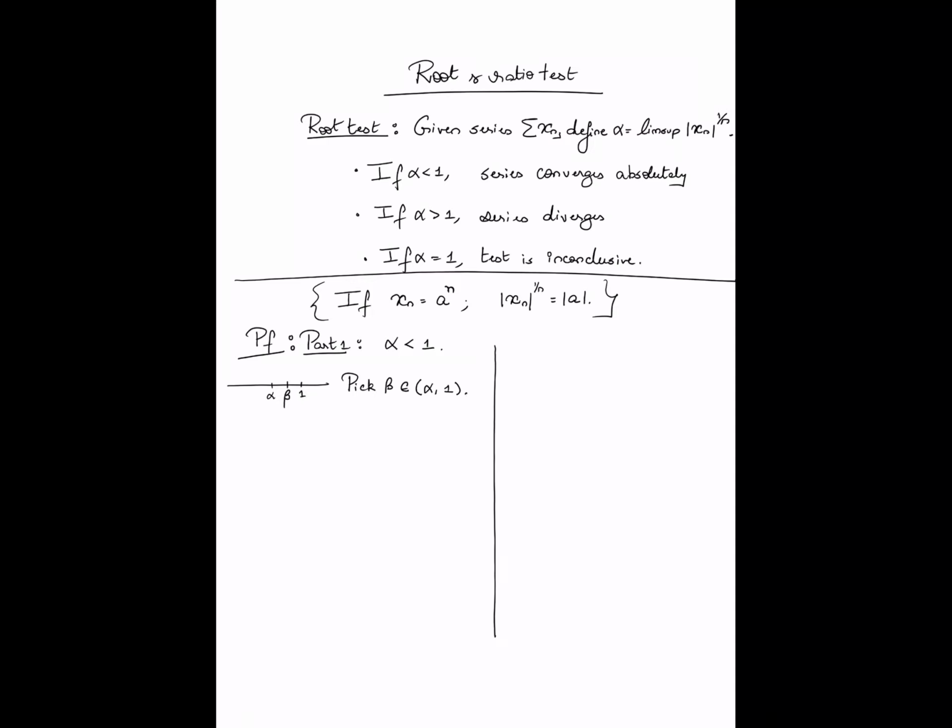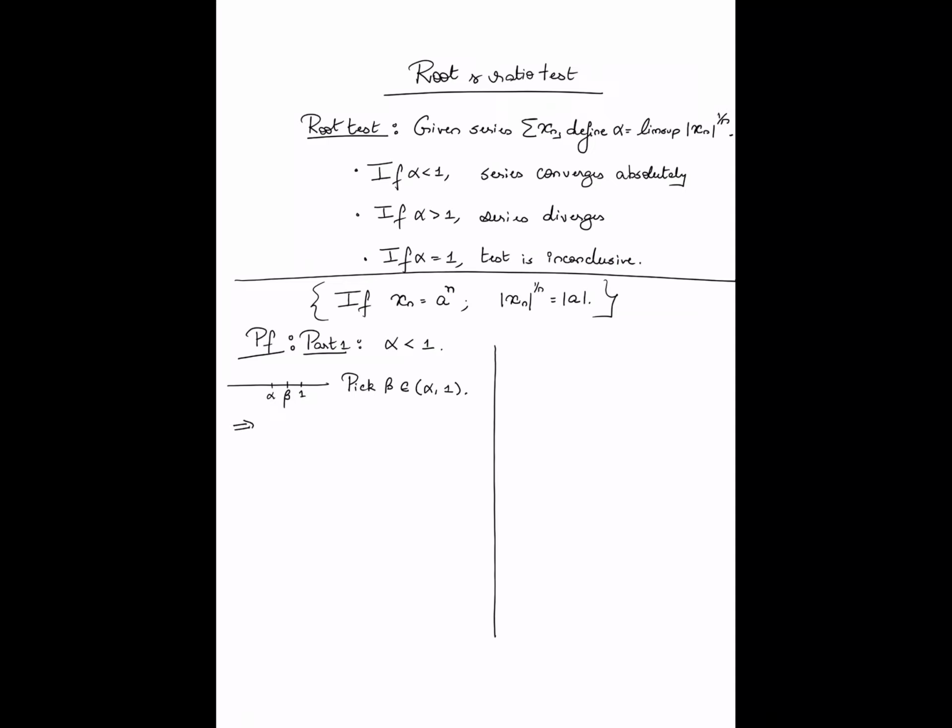Okay, now why am I doing this? Well, this beta has the property that it is a number that is larger than the lim sup of absolute value of xn raised to 1 by n. However, it is also less than 1. Okay, now because beta is a number that is greater than the lim sup of the sequence mod xn raised to 1 by n, beyond a certain point the entries of the sequence must be less than beta, right?